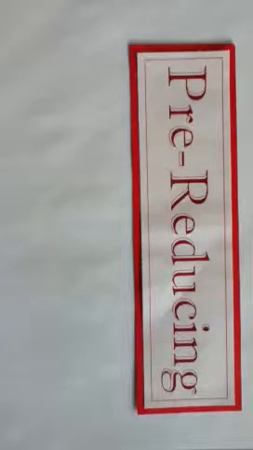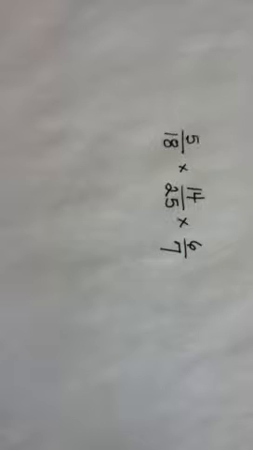Today we will be talking about pre-reducing again, this time in a more difficult context. The problem we're looking at has three factors: 5 over 18 times 14 over 25 times 6 over 7. Remember, in order to pre-reduce, there were two important things to keep in mind.